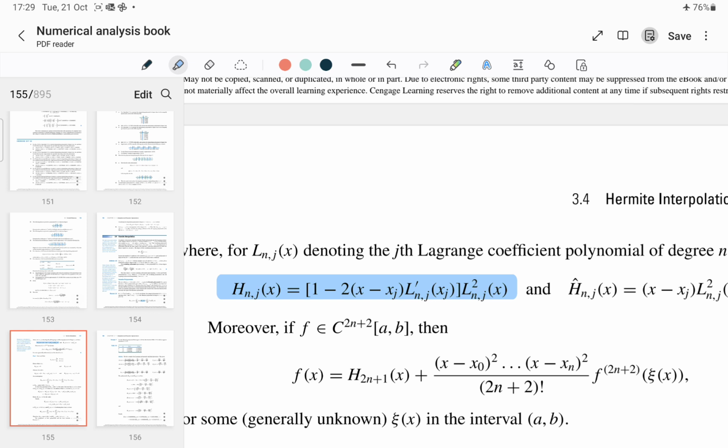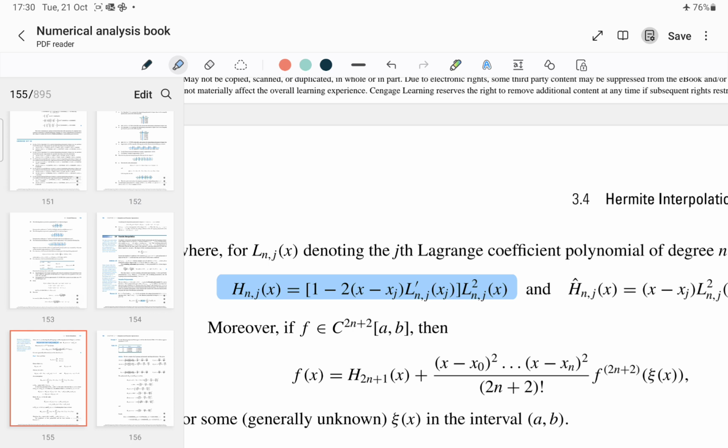Because j is basically a summation index, j will be considering values one by one, and n is again 2 and j will be 0, 1 and 2. So this is L_nj, and L_nj squared. Both are from the Lagrange interpolation derivative. Once you calculate the Lagrange interpolation, then you take the derivative of it.